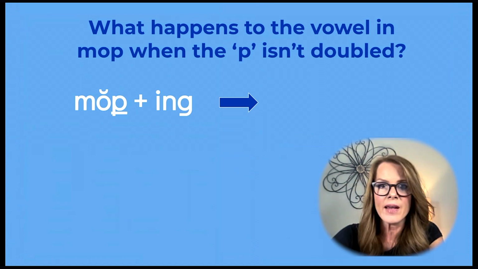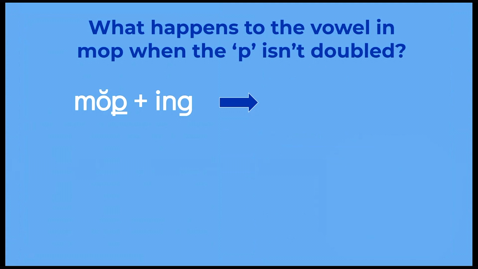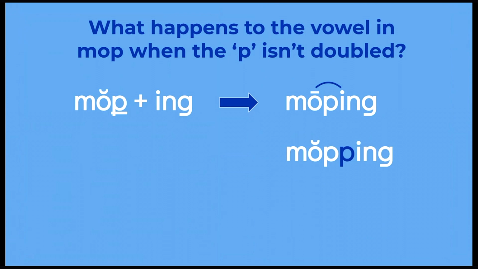Let's take a look at an example of what happens when a consonant is not doubled. Let's say we want to change the base word mop to mopping. When we don't double the P, the word becomes moping. The I can jump over one consonant to make the O say its name, just like silent E. Adding another P stops the I from jumping. This is a very simple and effective way to teach the skill and explain why we double the consonant.